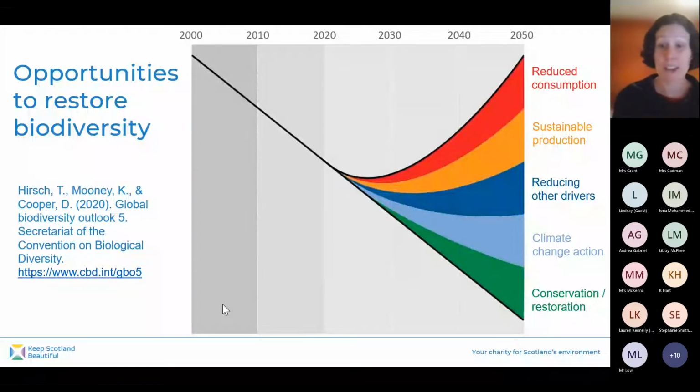You can get children and young people to have a think about what things they could do for each one. Some are fairly obvious. Conservation restoration is basically restoring and enhancing ecosystems. Climate change action is anything that you're doing for climate change. Other drivers are things like pollution, so if you're going out litter picking, anything that reduces pollution in your local area. Things like over-exploitation of resources, so not taking more than you need. Sustainable production, so only buying things that are produced in a sustainable way that's not damaging the planet to create them. And reducing consumption, so just having less stuff.